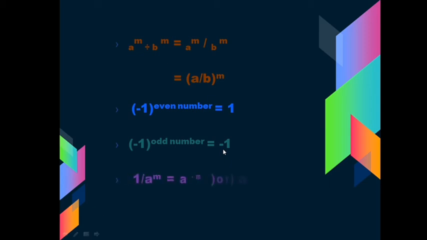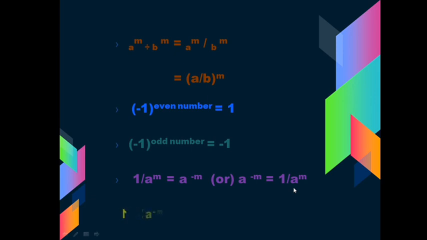1 upon a raised to the power m equals to a raised to the power minus m, or a raised to the power minus m equals to 1 upon a raised to the power m. So when 1 upon a raised to the power m is given, that time we have to write the reciprocal of it, and we have law also for it, that is a raised to the power minus m. It means the exponent here it is given positive, and while converting it in the reciprocal of that number, the exponent will become negative. Or if a raised to the power minus m is given, then we have to write it as 1 upon a raised to the power plus m.